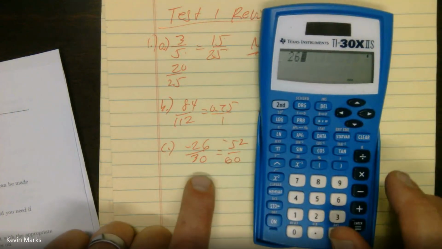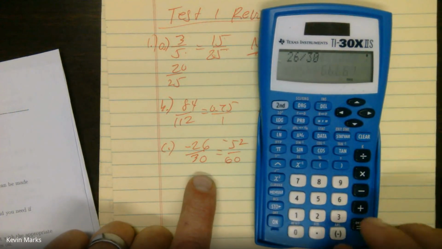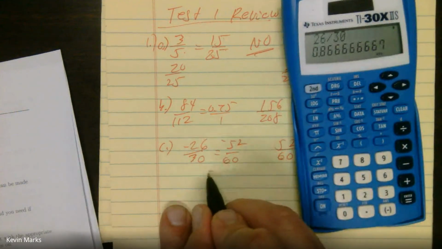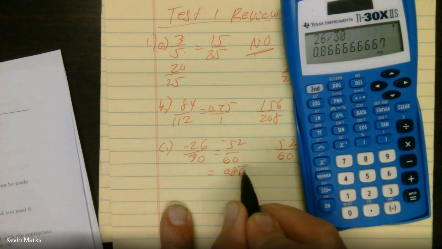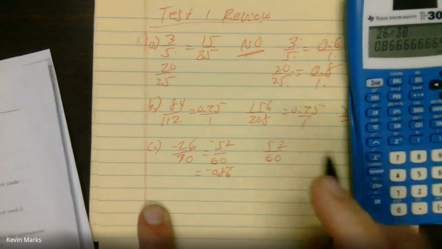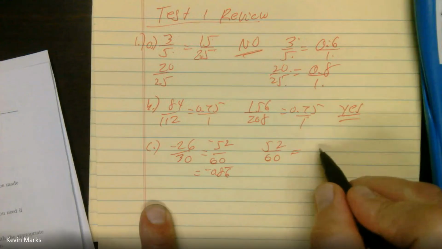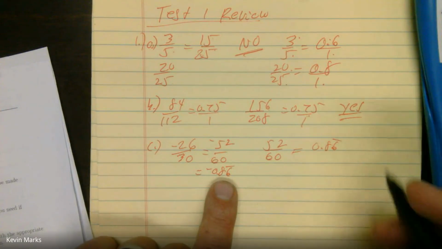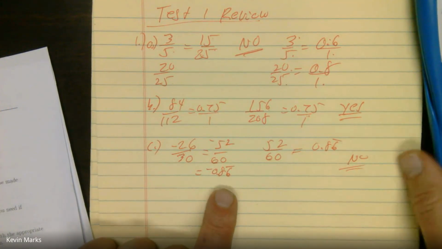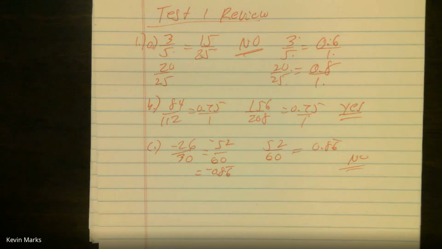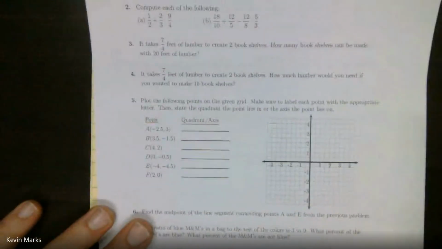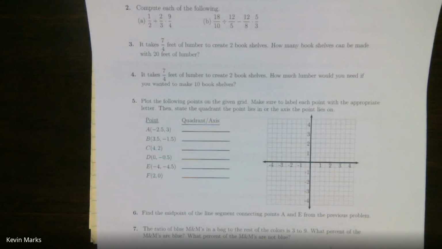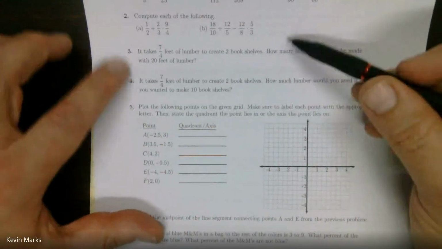Again, you could also see that if you did 26 divided by 30, that's 0.86 repeating, but it's negative, and this would be that 0.86 repeating. So they're the exact opposite of each other, so they're not equivalent. They're opposites. Same size, just different sign. All right, now what about 3 and 4? Notice both of these are kind of the same, right?